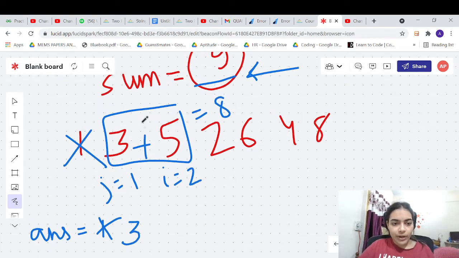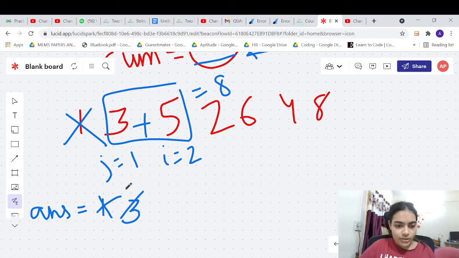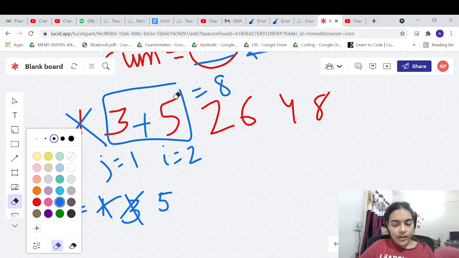How many subarrays will you get? You will get 3 and 5 and you will also get the single element 5, right? We have not counted 5 before. So you'll get 2 subarrays, right? So 3 plus 2 is 5. So our answer will be 5. Okay, now let's move forward.